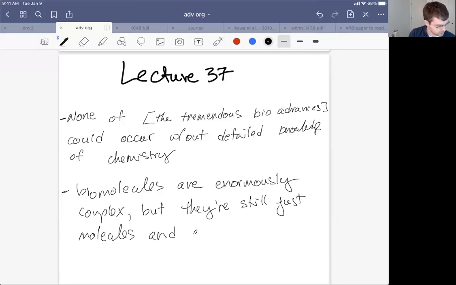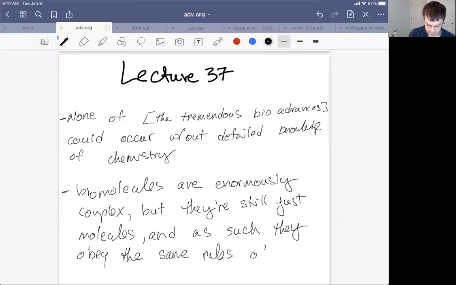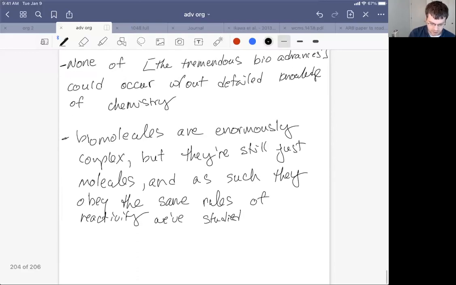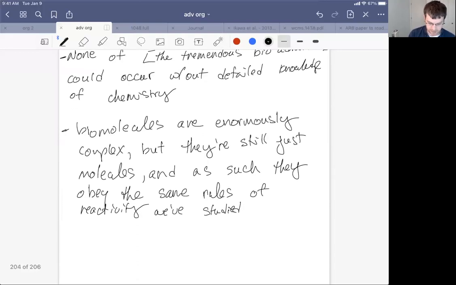And as such, they obey the same rules of reactivity as the molecules we've been studying so far. So sorry to get a little long-winded. I just thought these were fun aspects of the starting chapter to get us pumped up.